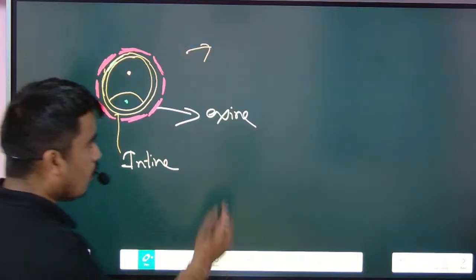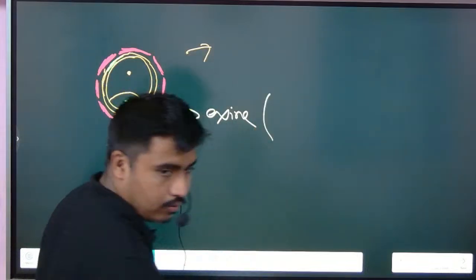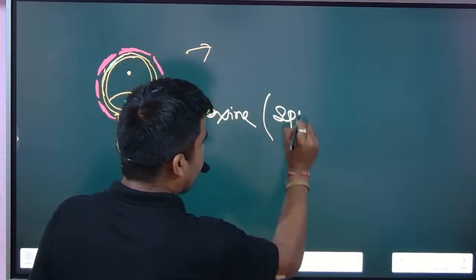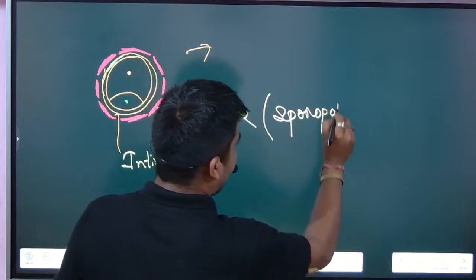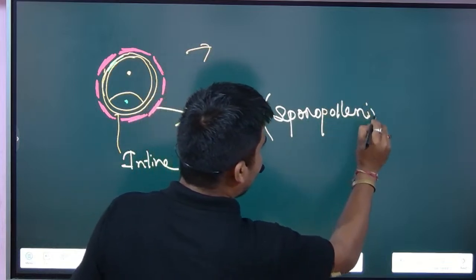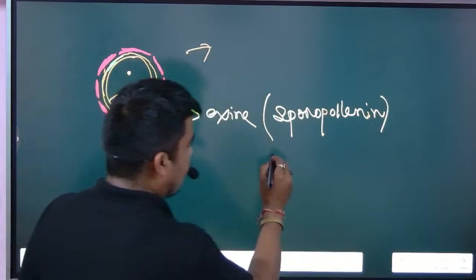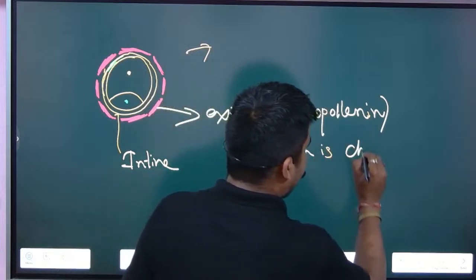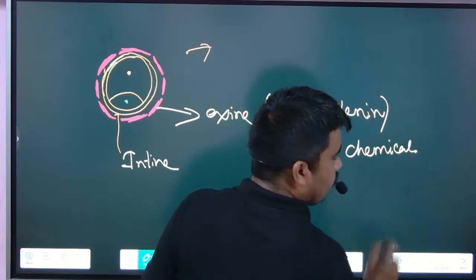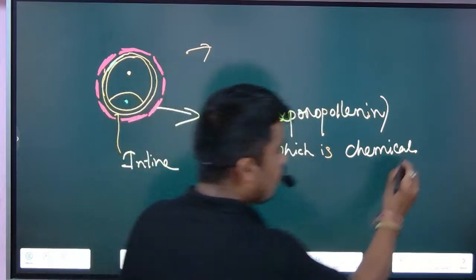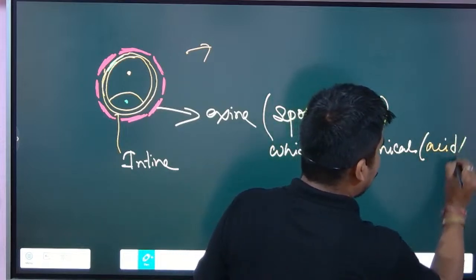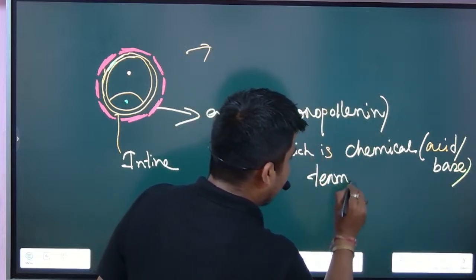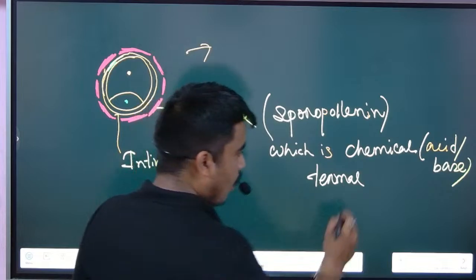The outermost layer, that is exine, is made by a chemical. It is composed of a chemical called sporopollenin. Chemical means acid, base, and thermal means heat, thermal resistant.